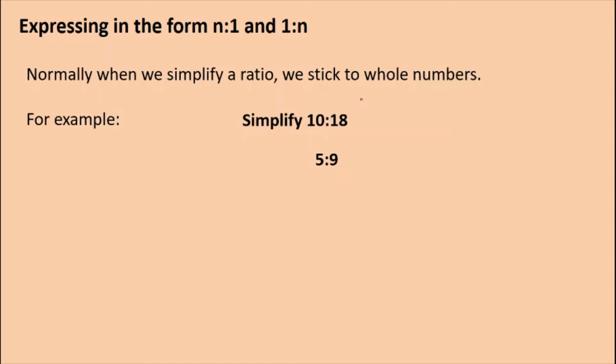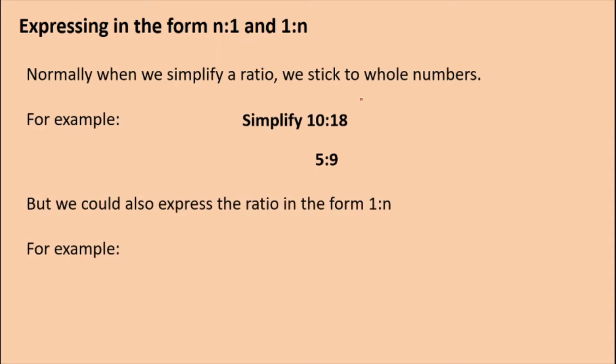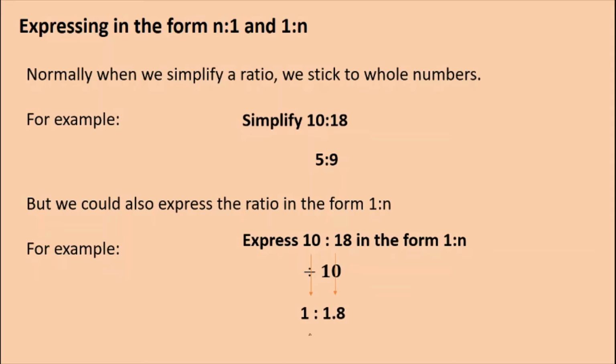However, if we wanted to, we could also express these things in the forms n to 1 or 1 to n. So for example, if I wanted to express 10 to 18 instead in the form 1 to n, I would divide by 10 because I have a 10 where I want the 1, which will give me 1 to 1.8. This has some practical applications that may well turn out to be useful for you in various ratio topics.